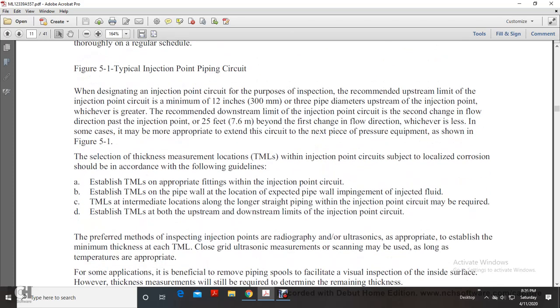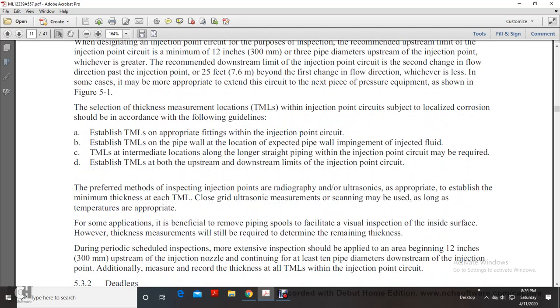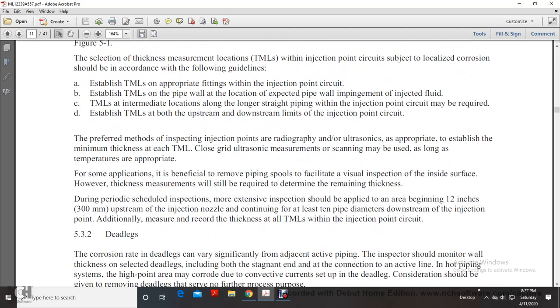in Figure 5.1. Selection of thickness and material for TML, thickness measurement locations, when injection point circuits are subject to localized corrosion, should follow these guidelines. Establish thickness measurement locations appropriate to the fittings in the injection point circuit. Establish thickness measurement locations on the pipe wall where impingement of the injected fluid is expected. Thickness measurement locations along long straight pipe in the injection point circuit may also be required. Establish thickness measurement locations at both the upstream and downstream limits of the injection point circuit.